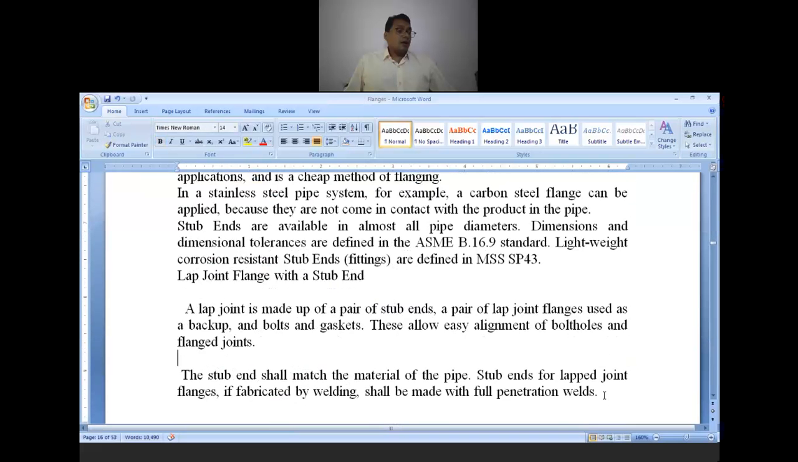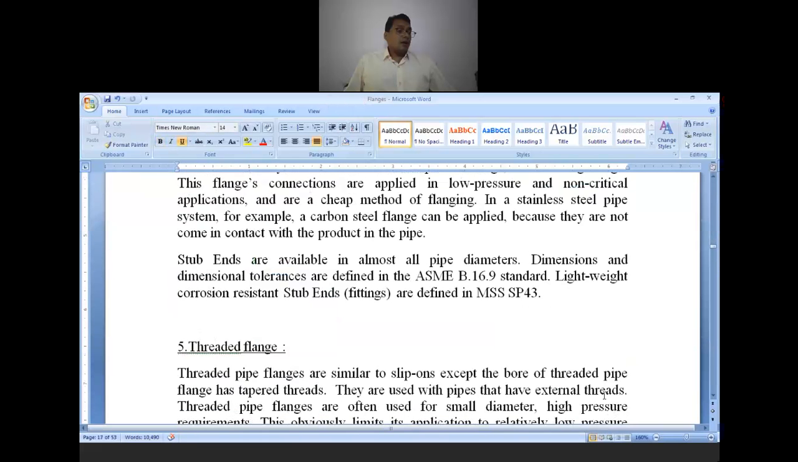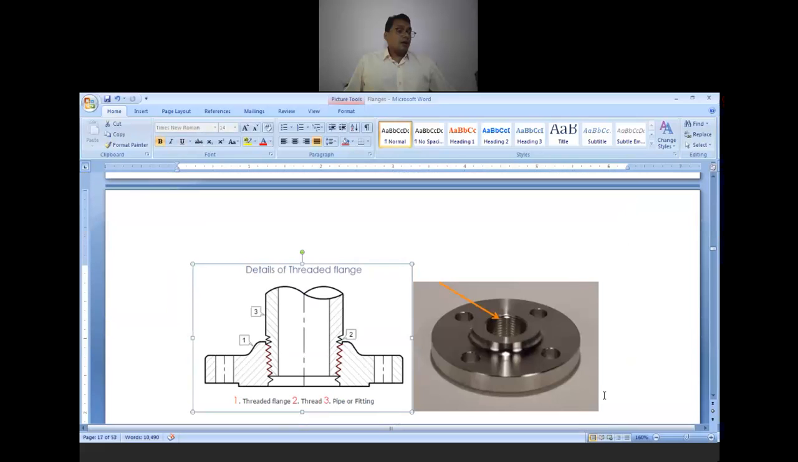Then stub end. The threaded flanges. The threads are provided on the inner surface of the flange, and the threads are provided on the outer surface of the pipe so that it can be easily threaded or tightened. It is easy for tightening purpose.